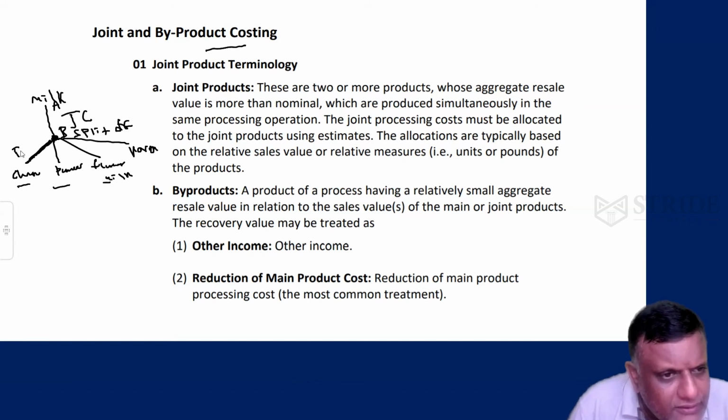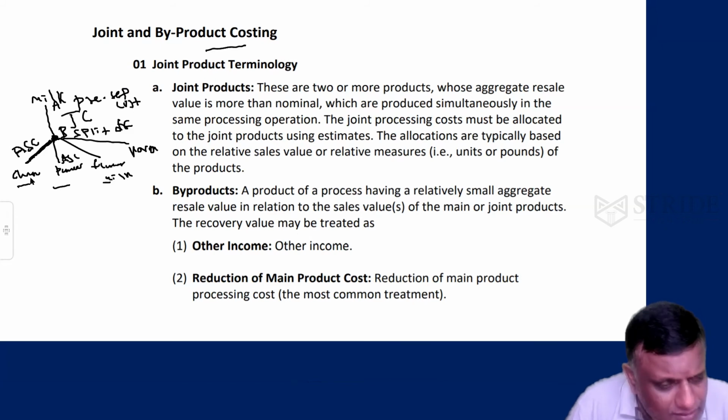It is called further cost. After separation, we used to call this the after separation cost. From point B to cheese, after separation cost. From point B to paneer, after separation cost. This is called pre-separation cost. From point B to cheese, paneer, flavor milk, kova is called after separation cost, ASC.